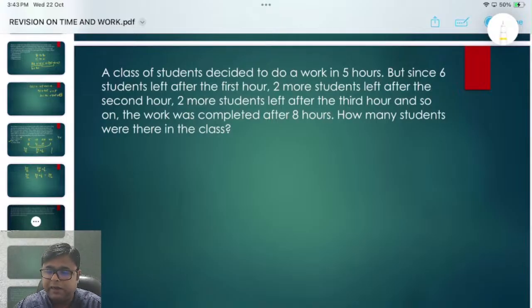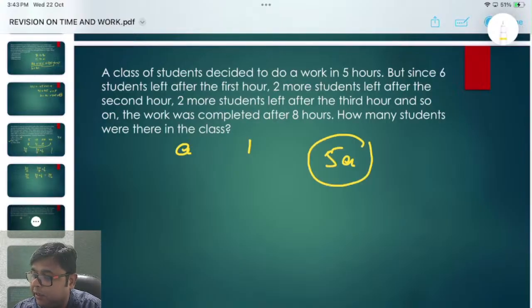Okay, yes, correct. A very simple way of doing this problem is like this: there were A students and efficiency is 1. It doesn't matter, because at the end you have to find the number of students. So efficiency doesn't matter in this question. So the total capacity or total work is 5A initially.